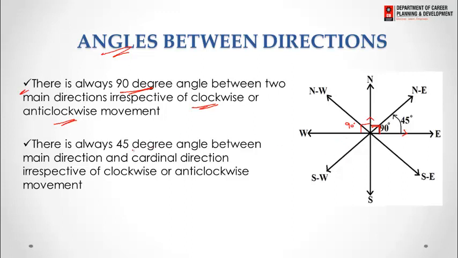Whereas there is always a 45-degree angle between any main direction and the cardinal direction just after that. That means here we have northeast and east. Northeast is an intermediate direction, whereas east is a main direction. The angle between them is 45 degrees. So this 45-degree angle we always have between any main direction and the direction next to it. Whatever the intermediate or main direction, the angle between them is 45 degrees.